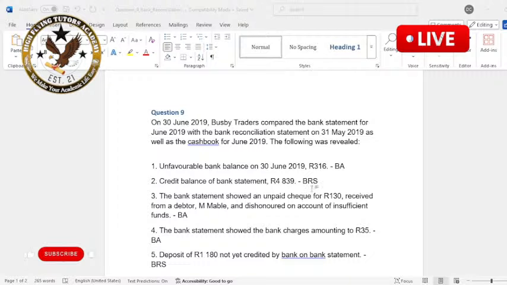So because it's bank charges, it means it's a payment. So we go to the credit side. Bank, whenever you make payments, you go to the credit side. Bank charges 35 rand, right?